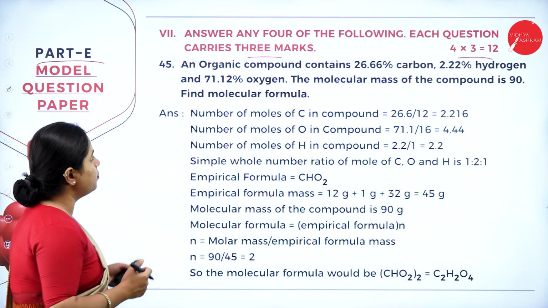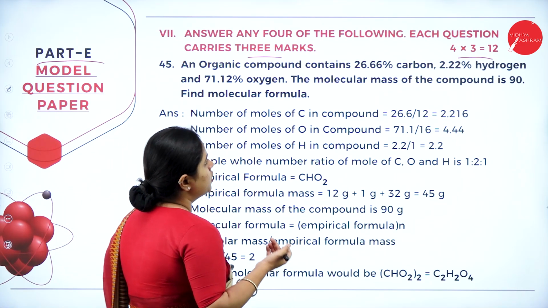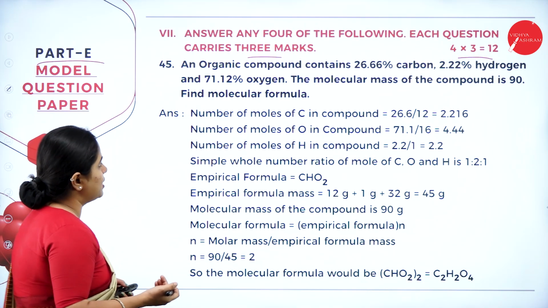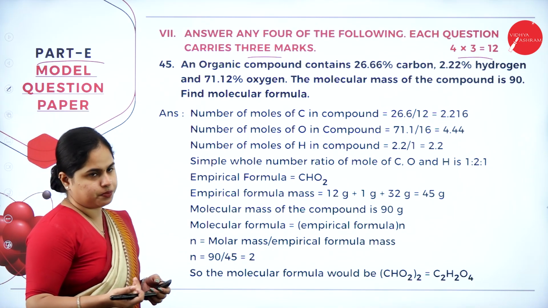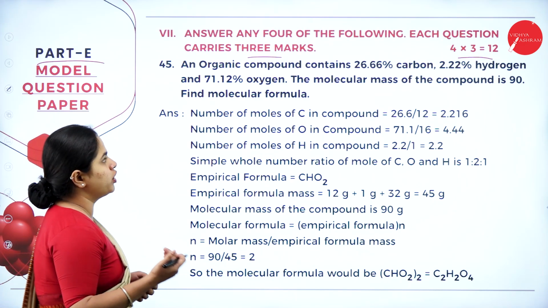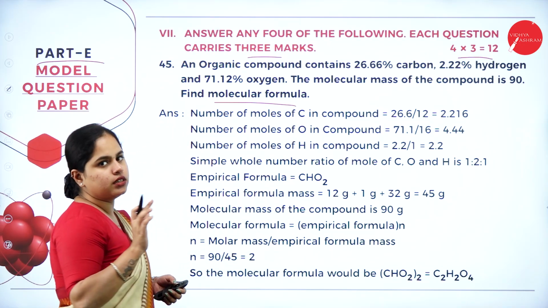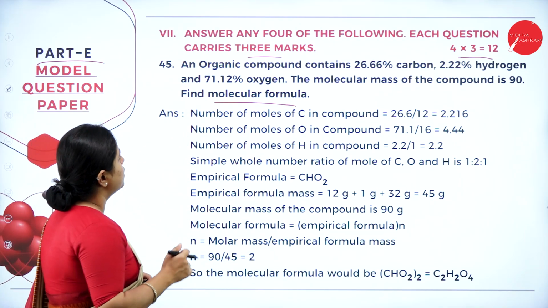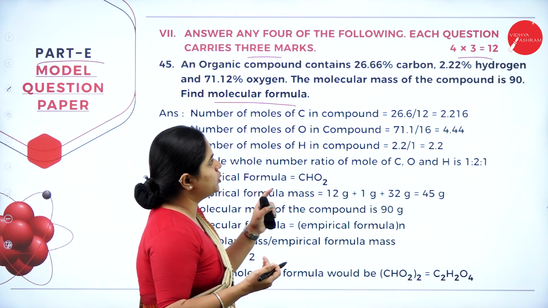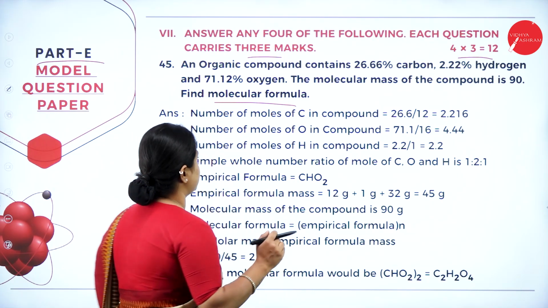Let's begin with the first one. An organic compound contains 26.66% carbon, 2.22% hydrogen and 71.12% oxygen. The molecular mass of the compound is 90. Find the molecular formula. Certain things are given: the organic compound contains this percentage of carbon, hydrogen and oxygen.